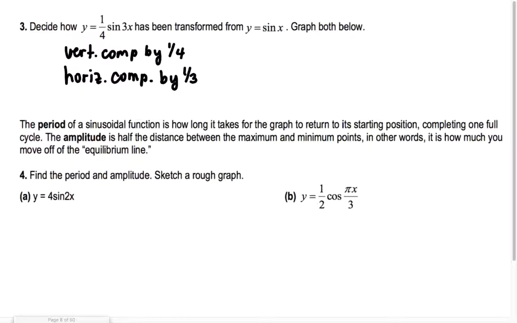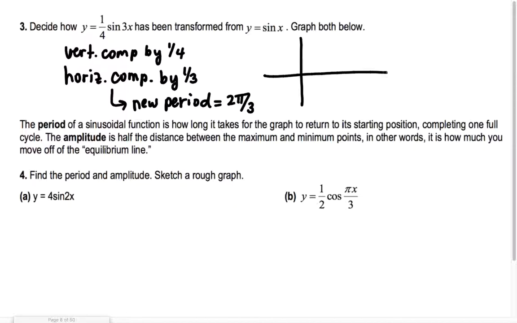Okay. What does this mean when we have a horizontal compression by 1/3? How does it change my graph? Greta, what do you think? The x values are divided by 3. So the new period is what? 2 pi over 3. Yeah. The new period is 2 pi over 3. Okay. I'm not going to graph both. I'm just going to graph the second one. That's fine.